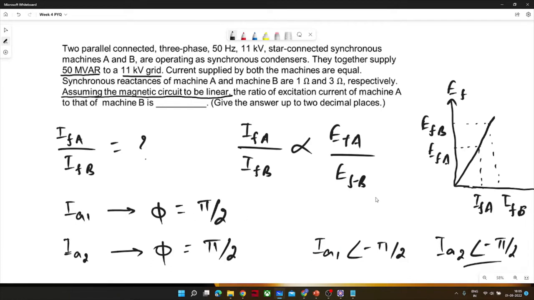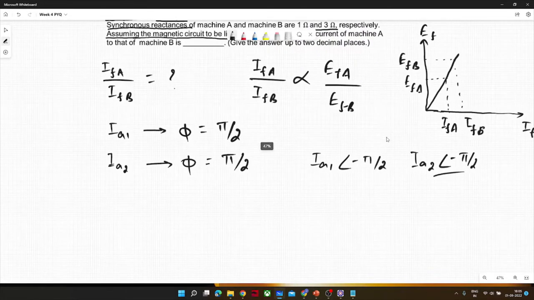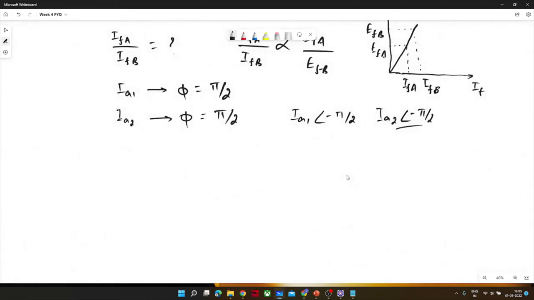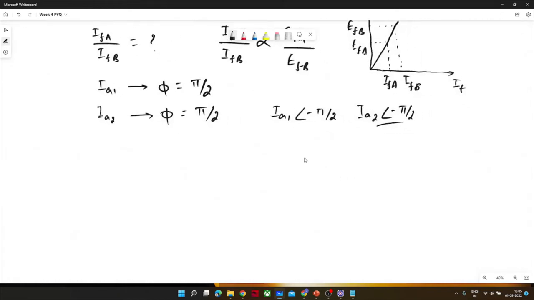Now we infer from that statement. Now synchronous reactances are different, so we have to apply KVL in the two parallel circuits. And how those two parallel circuits would be connected, let me draw it for you.